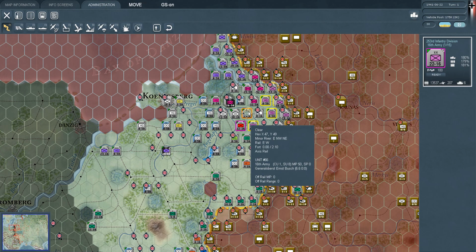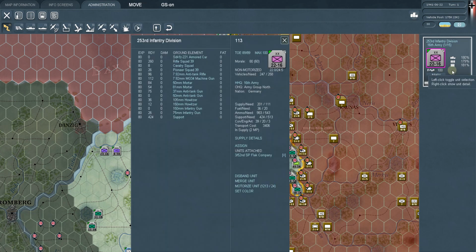The fort level, all right. Axis rail, so we control this. We control the rail line here. Makes sense, it's in our hex. Then you see the unit, so it gives it that identification number. It tells you it is part of the 16th Army. It tells you there's one combat unit and 8 support units.